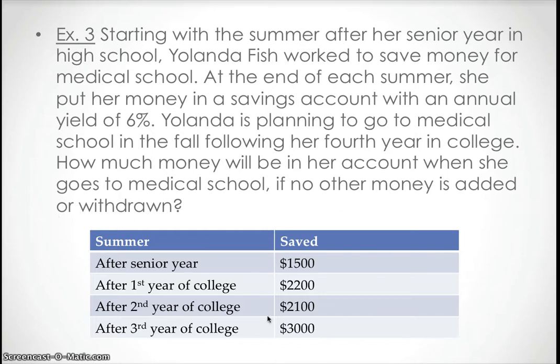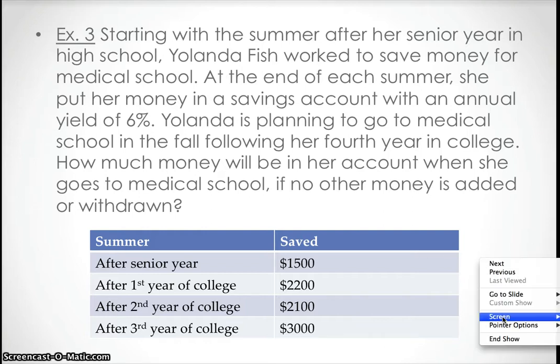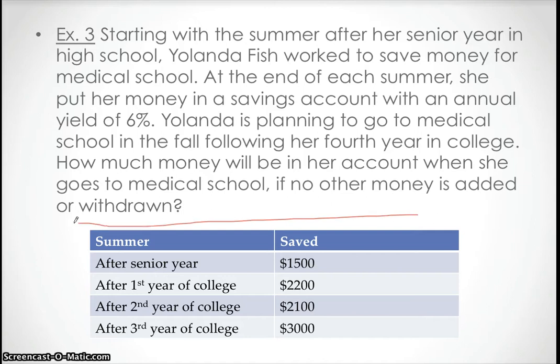So essentially, you got the years that she worked here during college. She says after senior year, this is how much she saved. After her 1st year in college, this is how much she saved, 2,200. Her 2nd year in college, she saved 2,100, and her 3rd year in college was $3,000. So let's go ahead, just like we normally do with word problems, and get the important parts. Obviously, this table is pretty important since they decided to make a whole table of it.